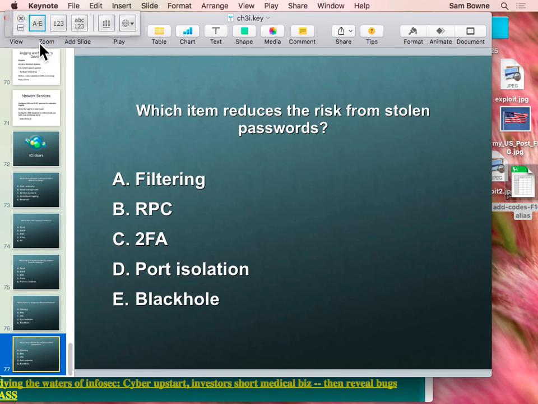Okay. Good. All right. And so, which one reduces the risk from stolen passwords? Which is a really good idea because passwords get stolen all the time. Every day there's another couple of companies that have been hacked and lost all their passwords.